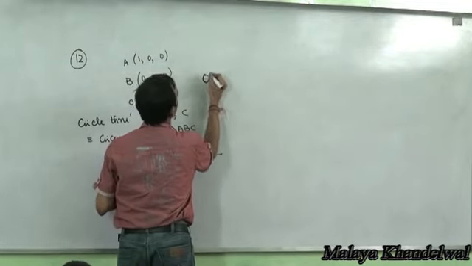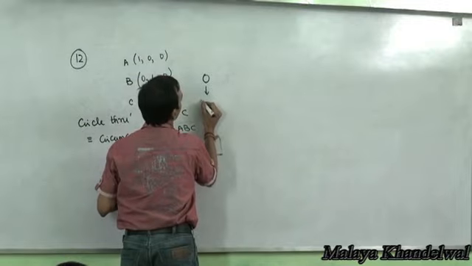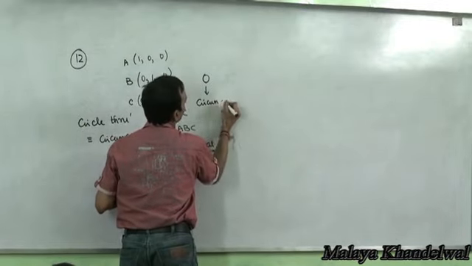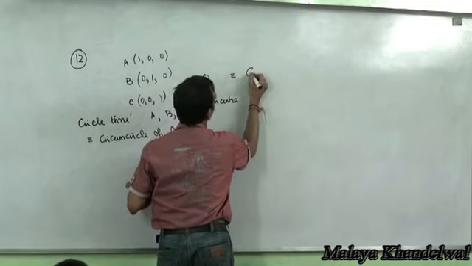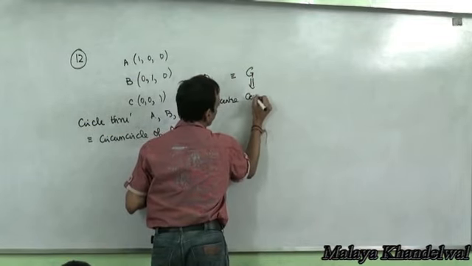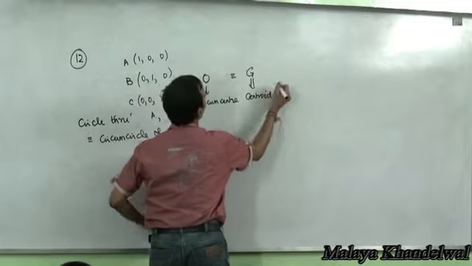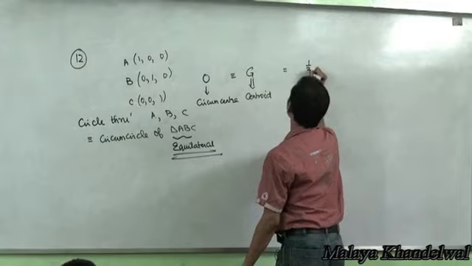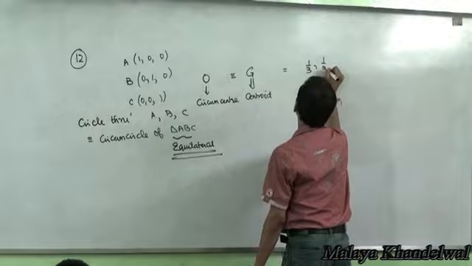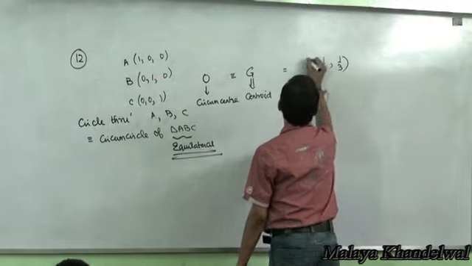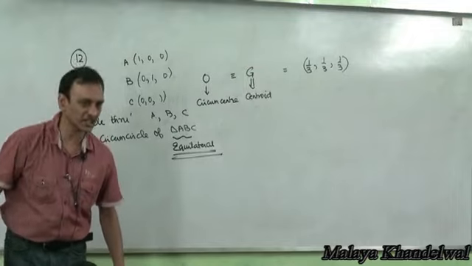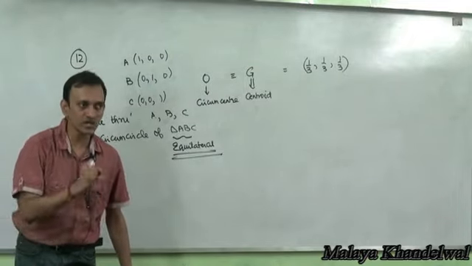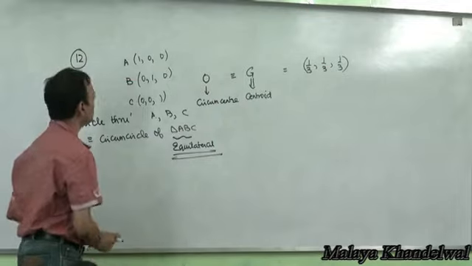The circumcenter is the same as the centroid, which will be 1/3, 1/3, 1/3. Right? That's the center of the circle circumscribing the triangle, the circumcenter of the triangle ABC.